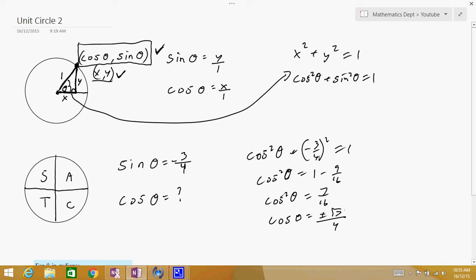Now sometimes they ask questions where they say theta can only be between 3 pi over 2 and 2 pi. So 3 pi over 2 and 2 pi, so we're only looking at this angle, and because of that your sine value would be negative, but your cosine value would only be positive. So you wouldn't put the plus or minus if they told you that angle has to be between 3 pi over 2 and 2 pi.